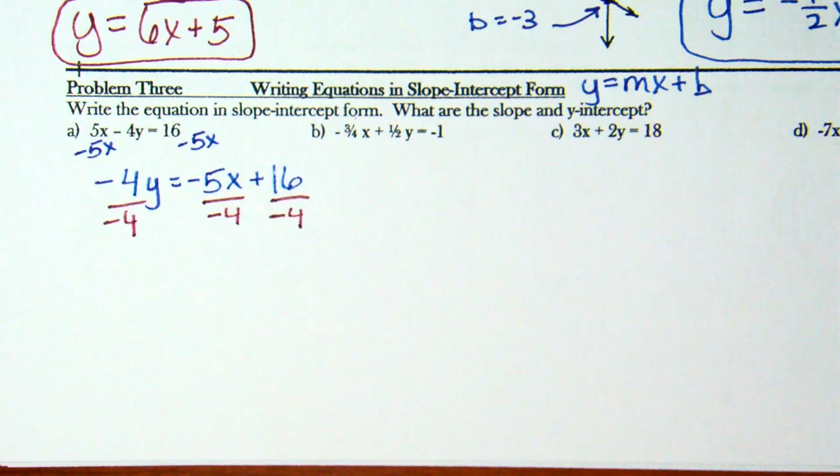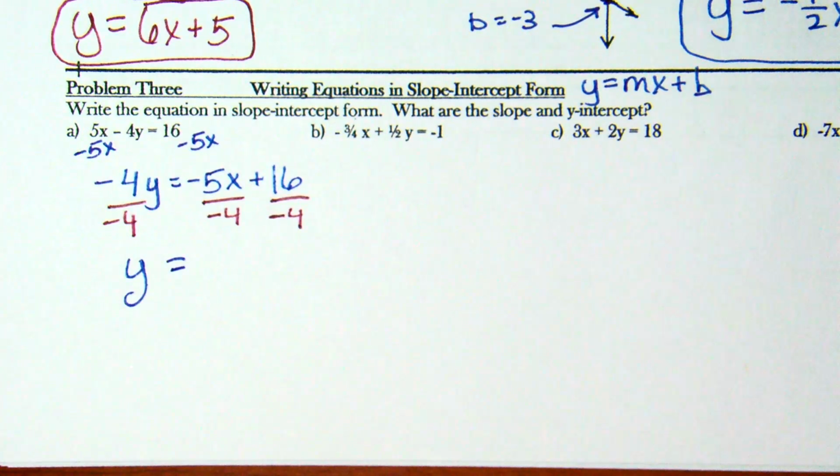Negative 4y divided by negative 4 is what? Just y. What about negative 5x divided by negative 4? What's negative 5 divided by negative 4? Just 5/4. Now, what is a negative divided by a negative, though? A positive. So I want to change this to just be positive 5/4 x.